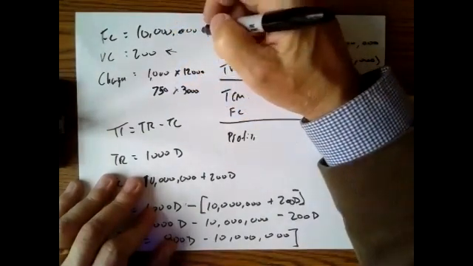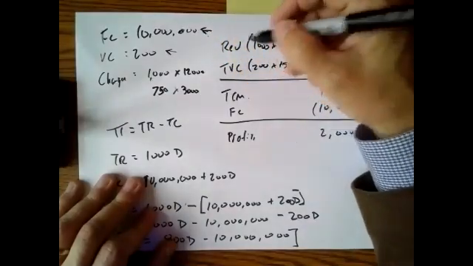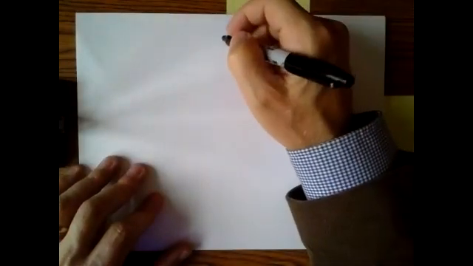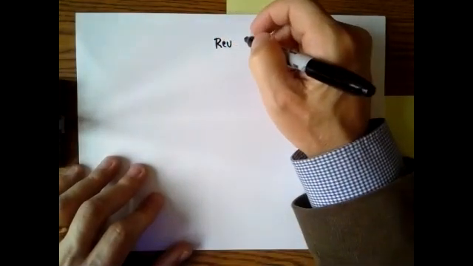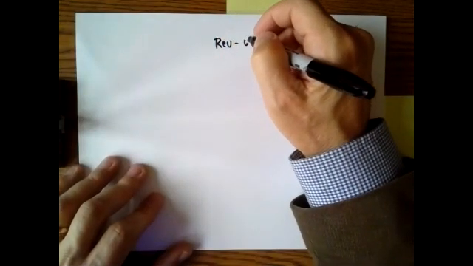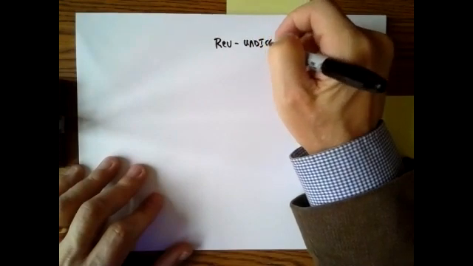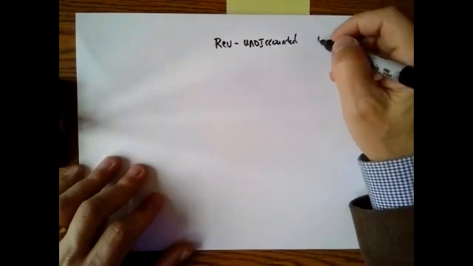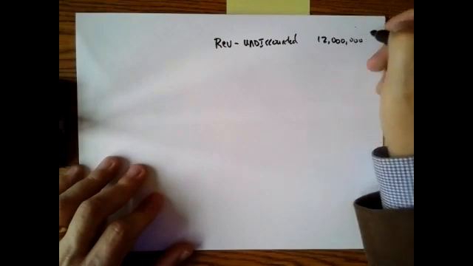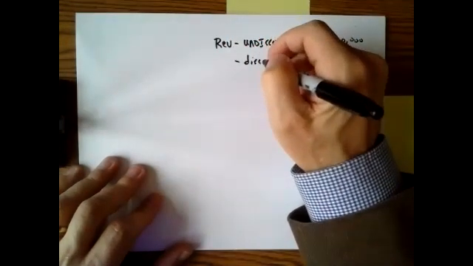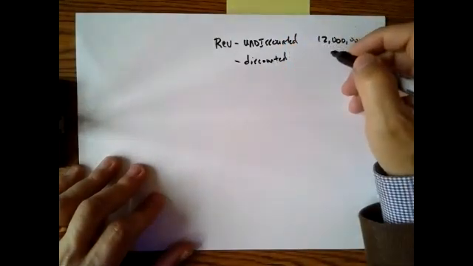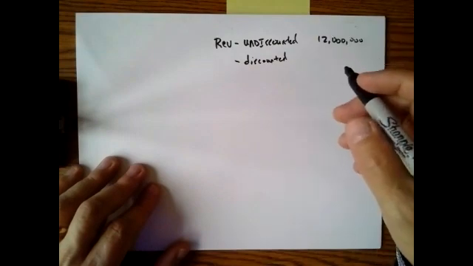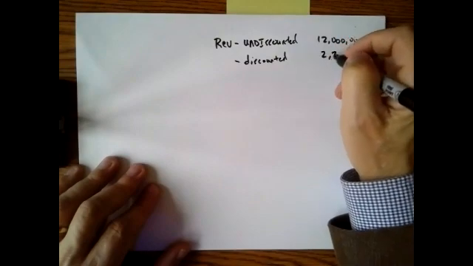No change to variable cost, no change to fixed costs. So basically, revenue is going to go down. We're going to have two lines for our revenue now. Undiscounted revenue is going to equal 1,000 times 12,000, or 12 million. And then we're going to have the discounted revenue, and that's going to be 3,000 times 750, which is 2,250,000.